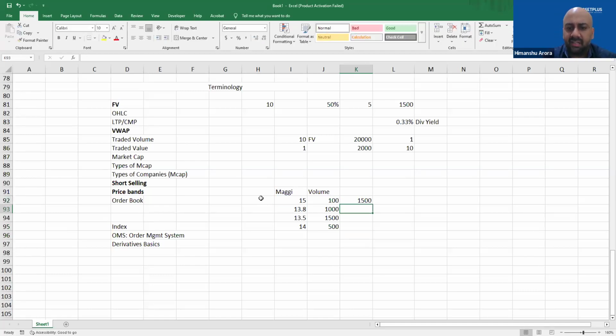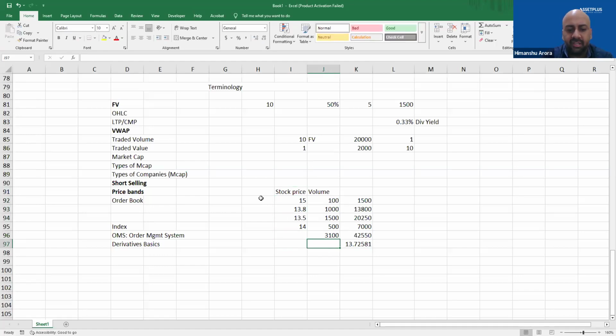Equal to this multiply by this. Total amount spent, total Maggi's purchased. 13.72 is the average price. I've got just a couple of correct answers probably. Now instead of Maggi, replace it with a stock price.